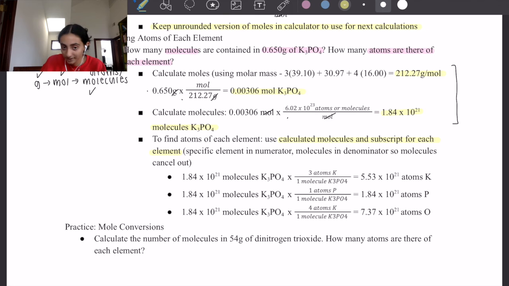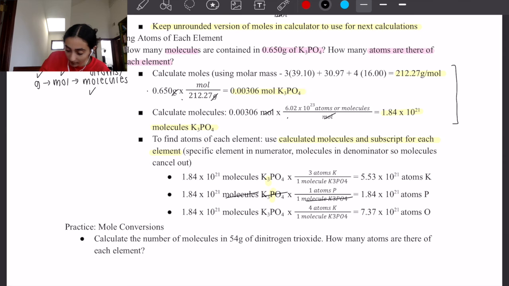So if we start with 1.84 times 10 to the 21st molecules of K3PO4, and we first want to find the atoms of potassium, we know we have 3 atoms of potassium in 1 molecule of K3PO4, because there's a subscript 3 by the potassium. So I'm going to multiply this amount by 3, and I get 5.53 times 10 to the 21st atoms potassium. Then I do the same thing with phosphorus. I know there's only 1 atom of phosphorus because there's no subscript. So I multiply by 1 atom of phosphorus over 1 molecule of K3PO4.